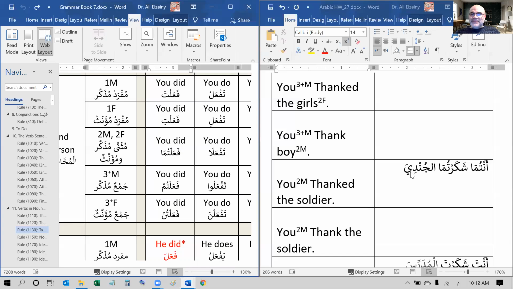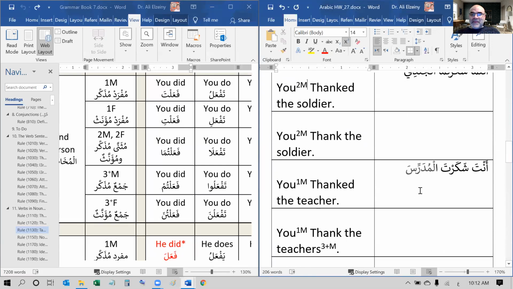Al-Jundi. Because we have alif lam, I cannot have tanween. And because Al-Jundi means soldier, it's one soldier. So it's mansub, it's an object. Object is mansub, it's fatha. So Al-Jundiyya. Antuma, shakartuma, al-jundiyya. Okay.